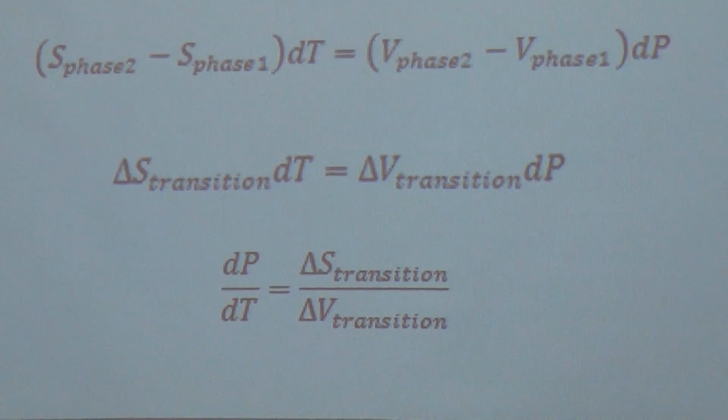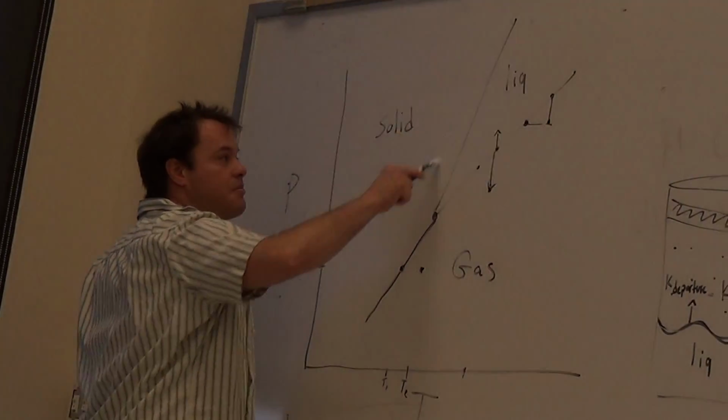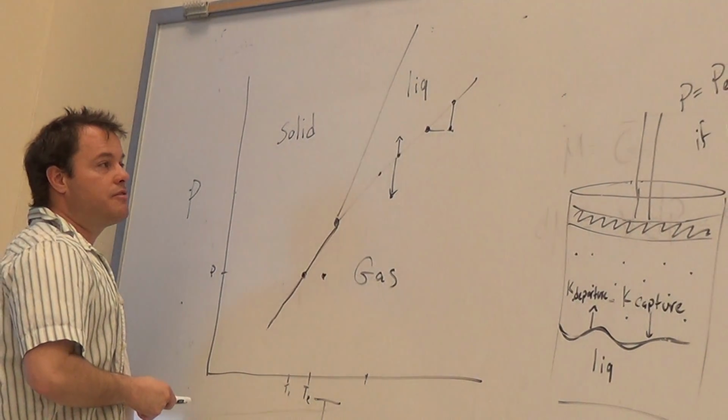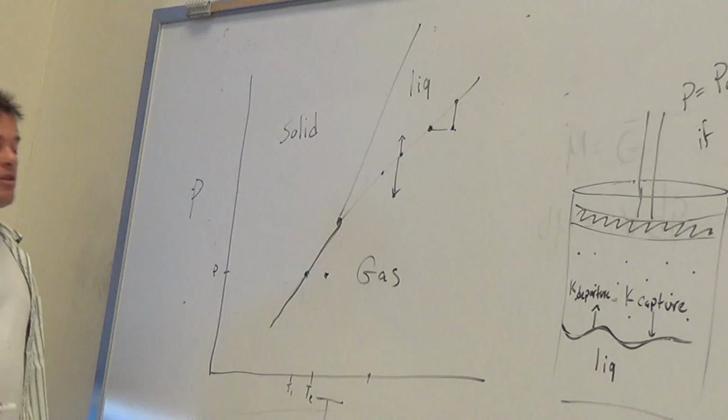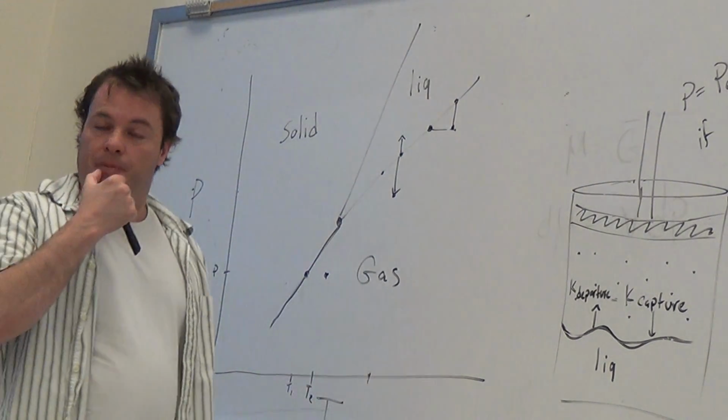So we end up with a steep slope on that solid liquid curve. We end up with more shallow slopes on the liquid gas and the solid to gas transitions.